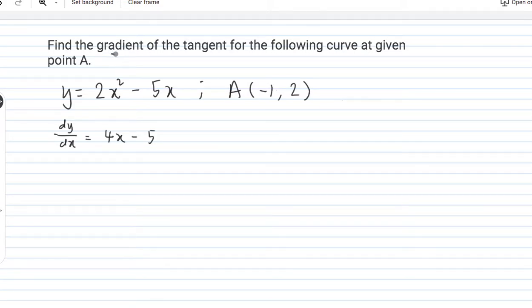Now, when the question asks you to find the gradient and gives the point, you need to use the point. We substitute the point x equals negative 1 inside here. When x equals negative 1, dy/dx equals 4 times negative 1, negative 4, minus 5, negative 9. So now you have found the gradient. The gradient function gives the gradient only. So now you have found the gradient of the tangent. This is the gradient of the tangent, negative 9, done.